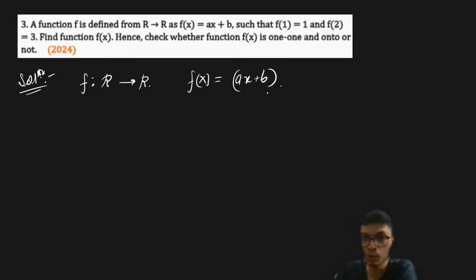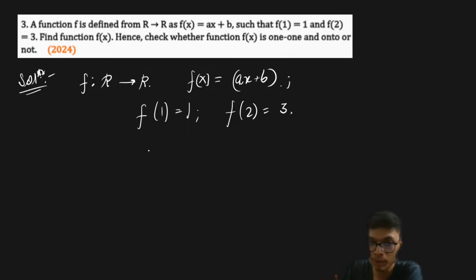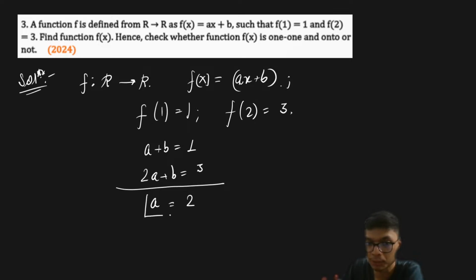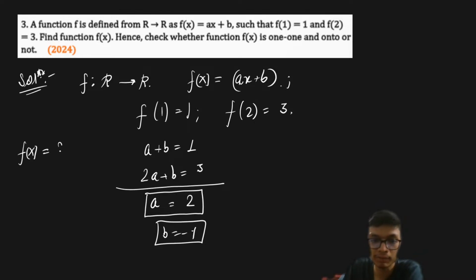Now, in order to find these two unknowns a and b, I have been provided with two given initial conditions, right? It is said that f(1) = 1 and f(2) = 3. If you put these values in, we get a + b = 1, and similarly 2a + b = 3. I can simply solve it and get a = 2 and b = -1. Therefore, the required function is 2x - 1, which is a linear map.